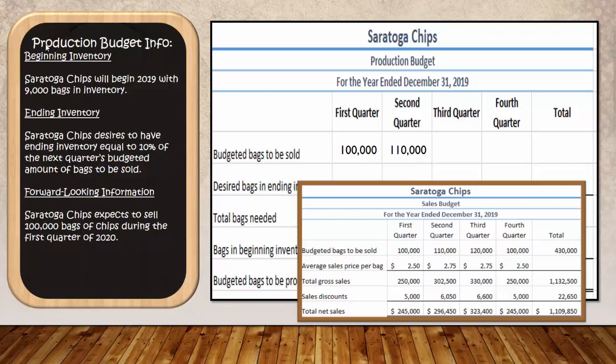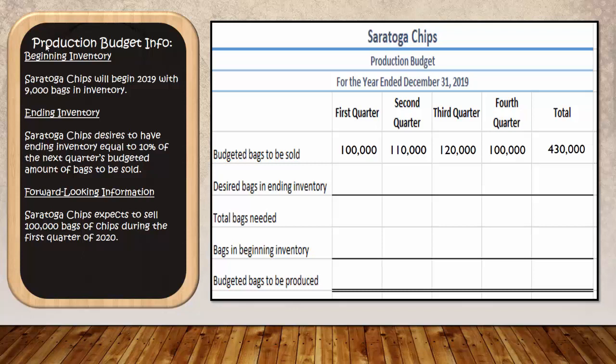In the second quarter, as we can see on our sales budget information, we had 110,000 budgeted bags to be sold. In the third quarter, we had 120,000 budgeted bags to be sold, and in the fourth quarter, we had 100,000 bags to be sold, for a total of 430,000 bags. We took this information directly from the sales budget and we just copied it over.